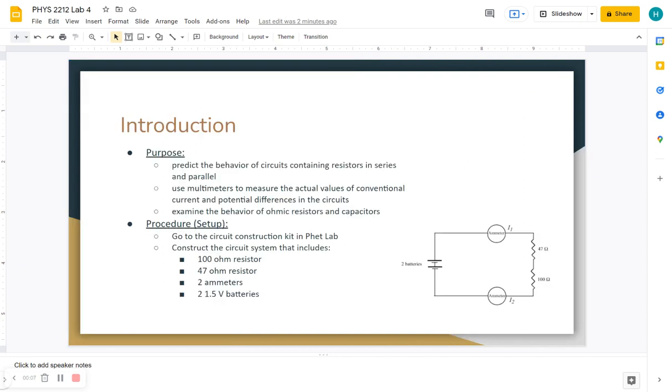To introduce, the purpose of this lab is to predict the behavior of circuits containing resistors in series and parallel, use multimeters to measure the actual values of conventional current and potential differences in the circuits, and to examine the behavior of ohmic resistors and capacitors.